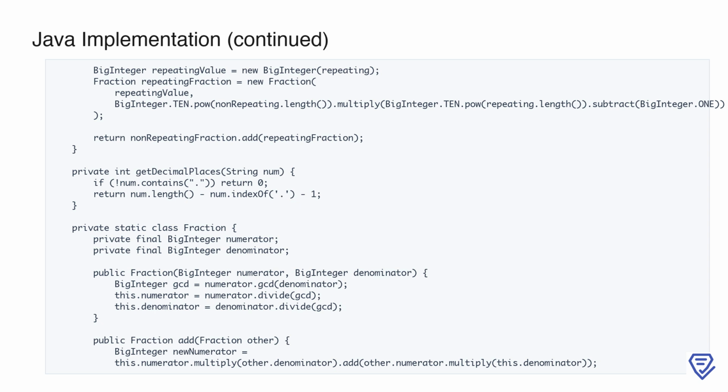Additionally, the helper method getDecimalPlaces assists in determining the number of decimal places in a number without a repeating section, which helps us calculate the correct denominator. Finally, we define a nested static class, Fraction, which represents a simplified fraction with a numerator and denominator. The constructor of this class simplifies the fraction by dividing both the numerator and denominator by their greatest common divisor.